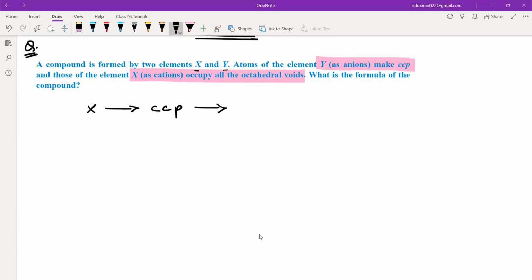Sorry, this is Y. And what about X? X is in the octahedral voids, all the octahedral voids, right? So what will be the value of X here? Then you will circle it, and then simplest whole number ratio.